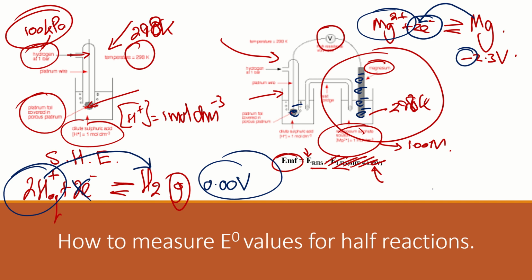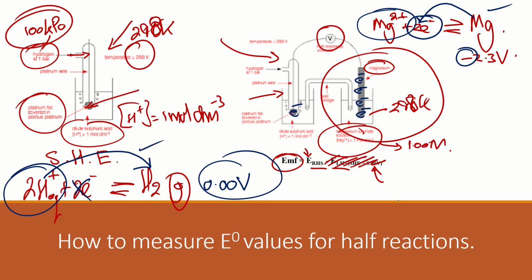So my question was, can magnesium atoms reduce hydrogen ions? Well, yes, they can. The magnesium is going to get oxidized according to my arrow here, and the hydrogen ions are going to get reduced according to my arrow here.